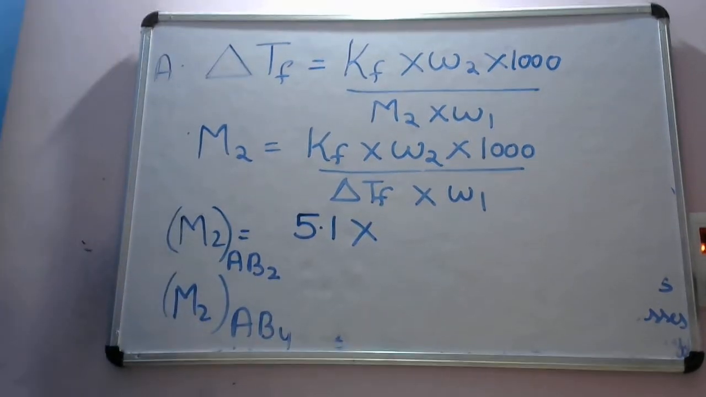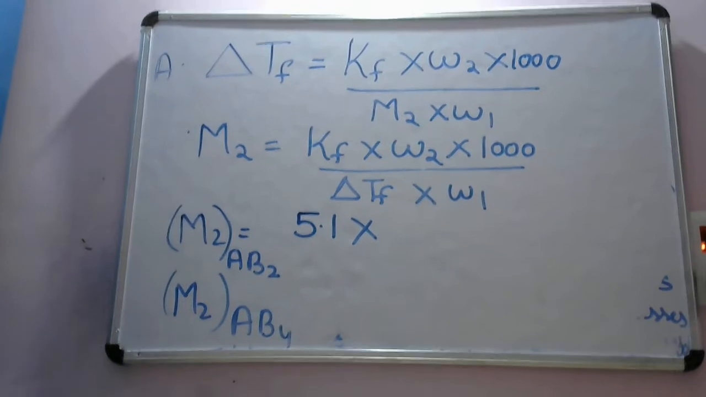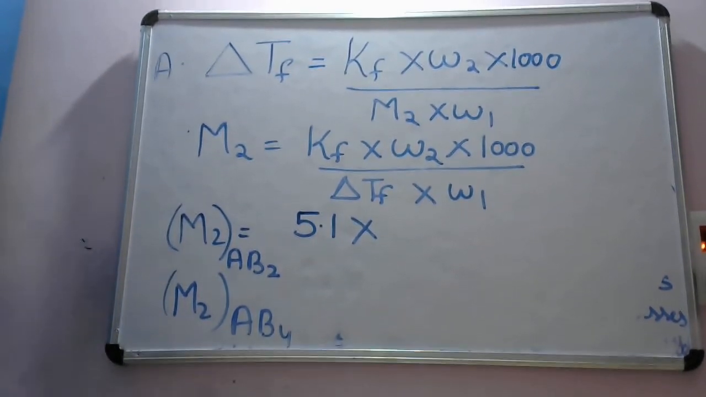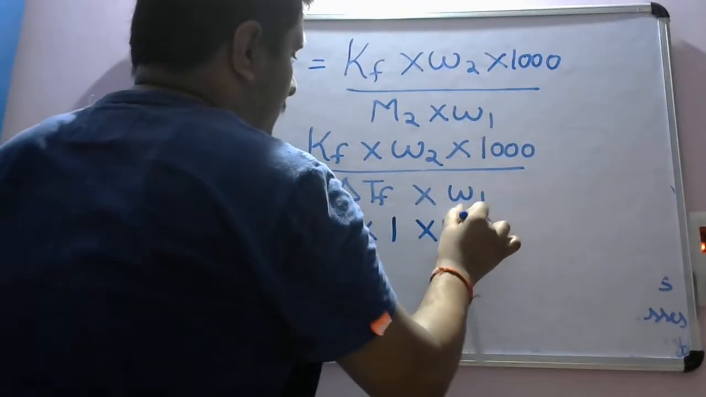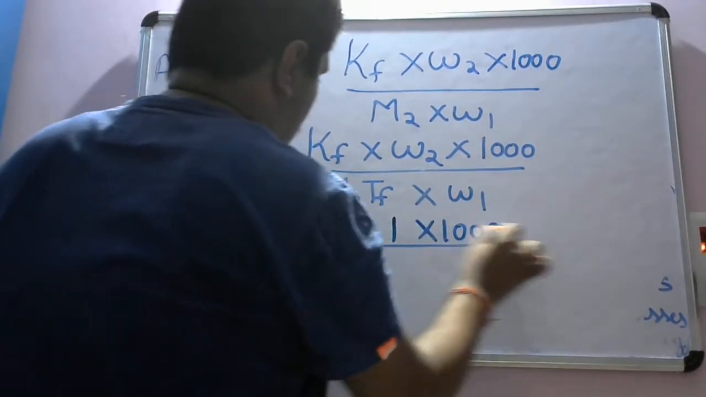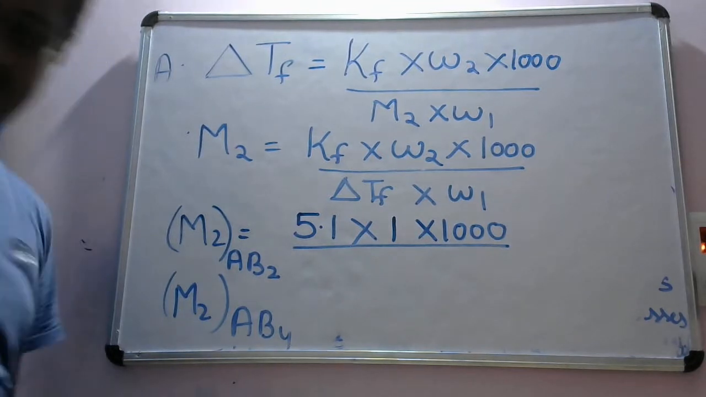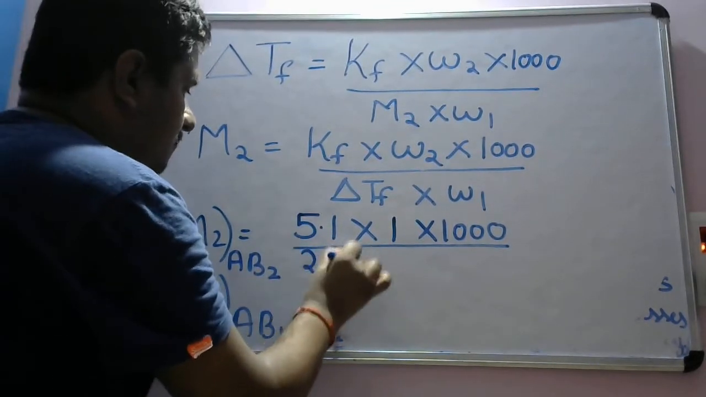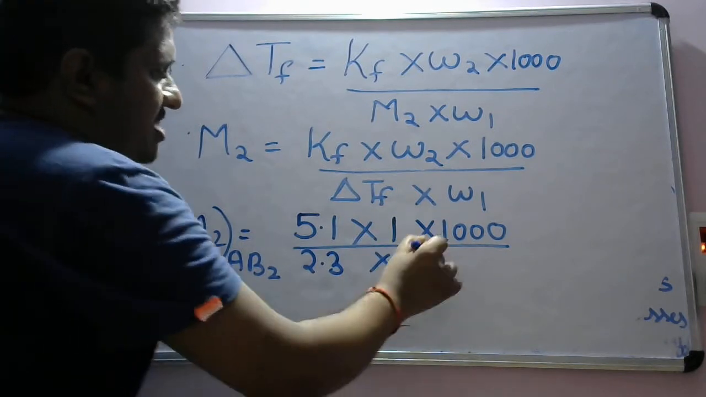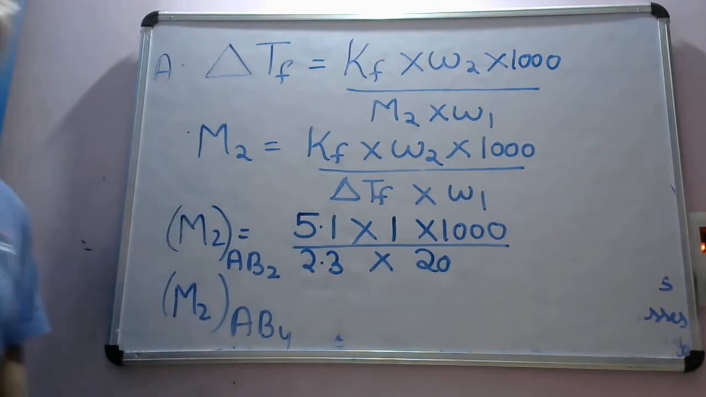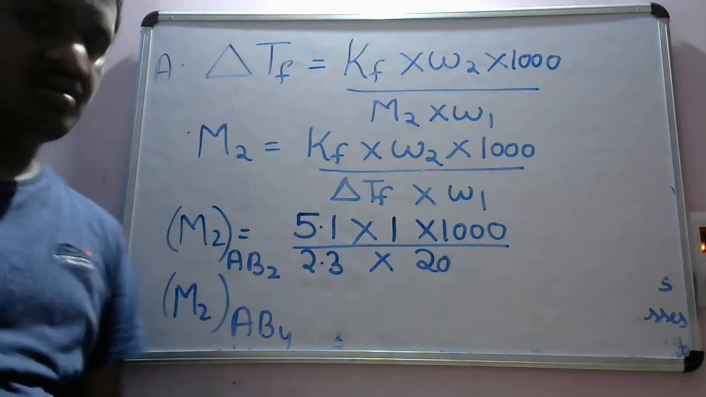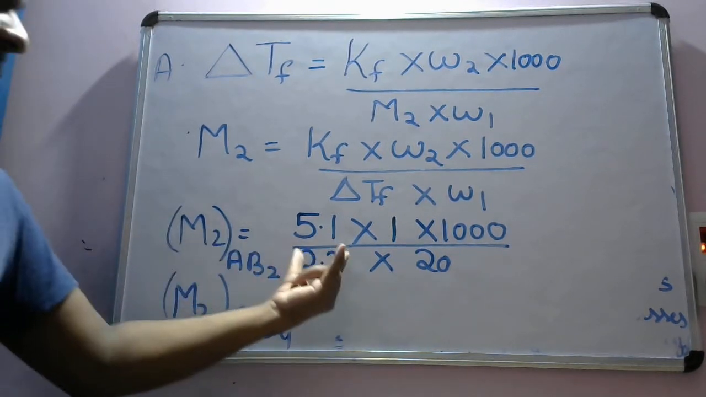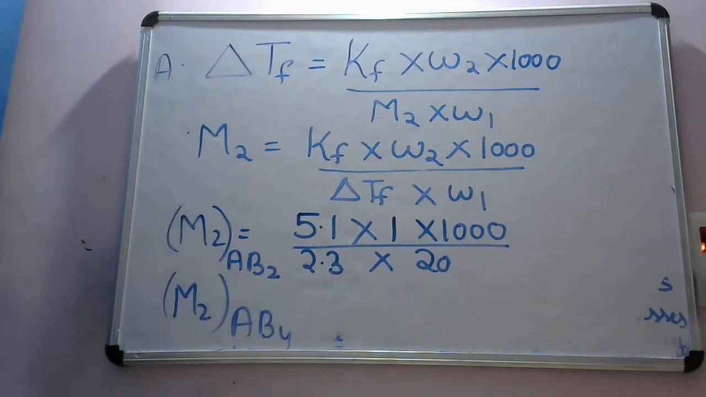W2, what is given for W2? W2 is 1 gram. Delta TF, when AB2 is added, delta TF was 2.3 Kelvin. W1 is again the same, 20 grams of solvent mass. So the only difference is 2.3, that is delta TF. When AB2 is added, the depression in freezing point was 2.3 Kelvin.